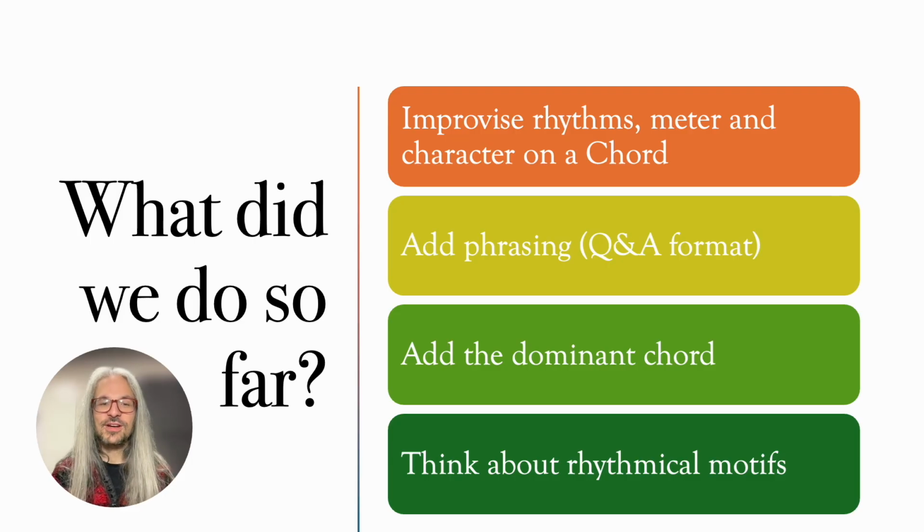Let's first have a little look at what we've done so far. We improvised rhythms on one note, 2 and 3 notes using the chord of G major. Then we organized it in a meter, for instance in 3, and added some character like a waltz. We added some phrasing so that we can get bigger elements. Then we also added the dominant chord. And then we were thinking about rhythmical motifs, as you've already heard so far. Each time we can use a similar rhythm, and that way the piece feels like a whole.